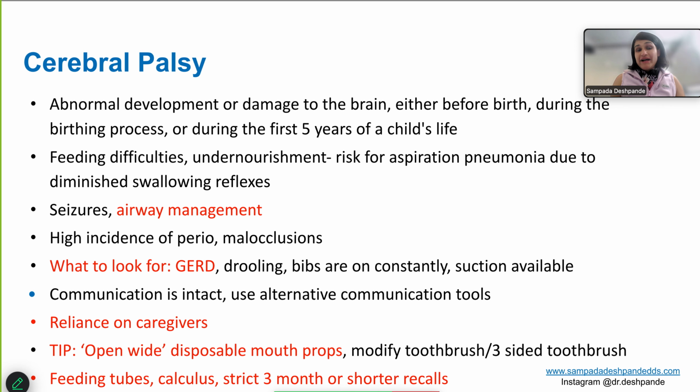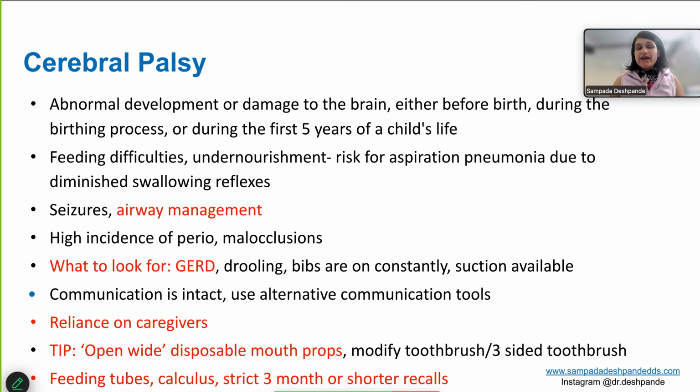Patients with cerebral palsy are relying on their caregivers 24/7. Usually, there will be a daytime caregiver, there will be a nighttime caregiver. Most of them are consistently in bed, or if they have to go for appointments, they will be in a wheelchair.